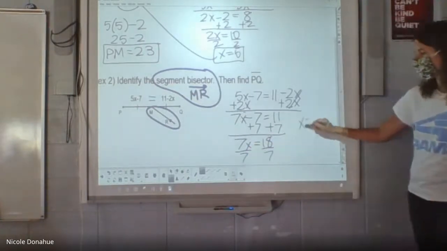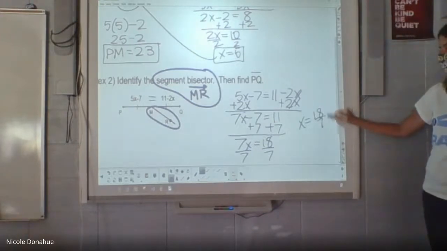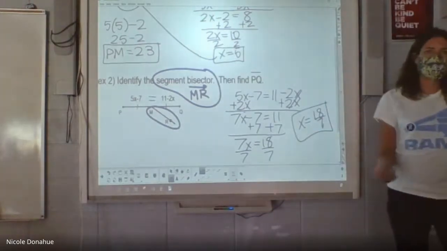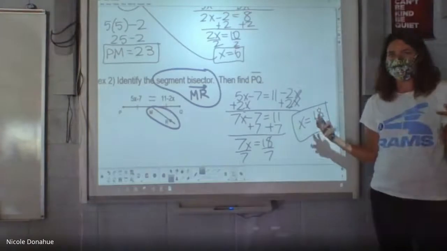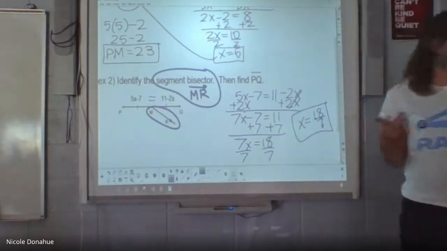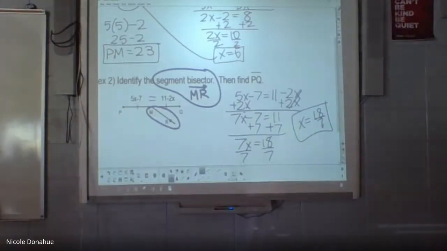So for my x value, I got 18 over 7. Dividing by 7 is not a nice number. I know a lot of decimals off the top of my head, but anything with a 7, I'm probably not going to know because it's some sort of crazy non-repeating decimal. It doesn't stop after 2 decimal places. So it's like 2.57, is that right? Something like that.